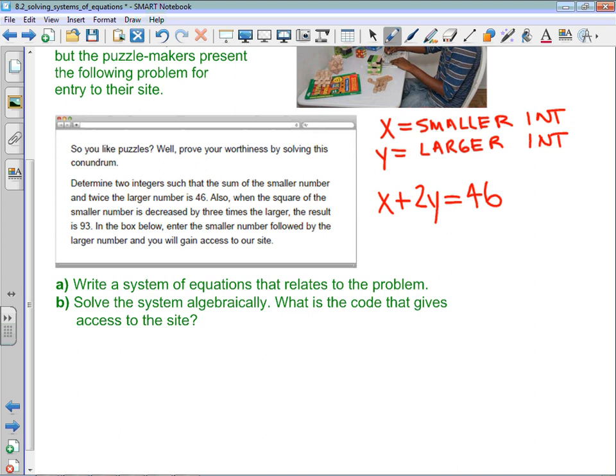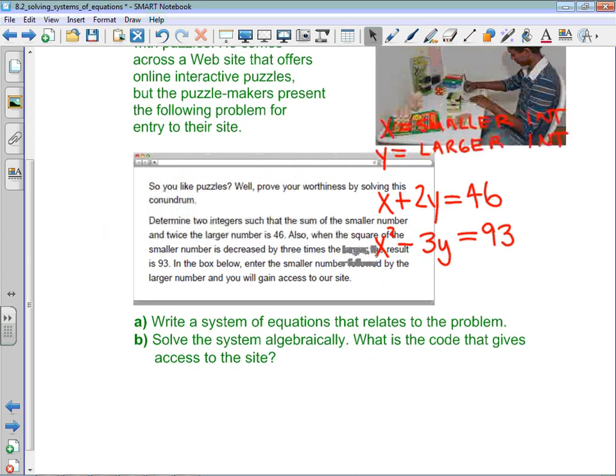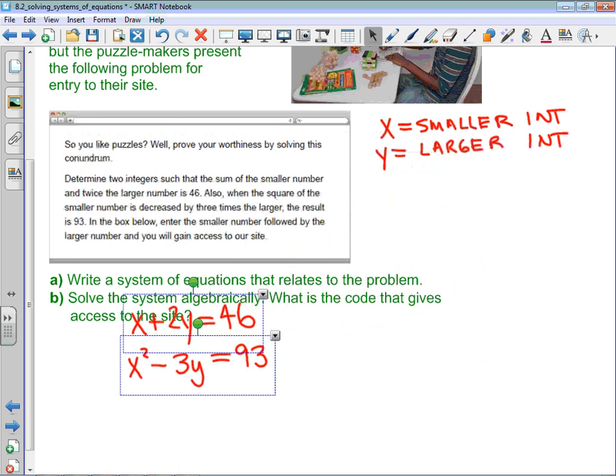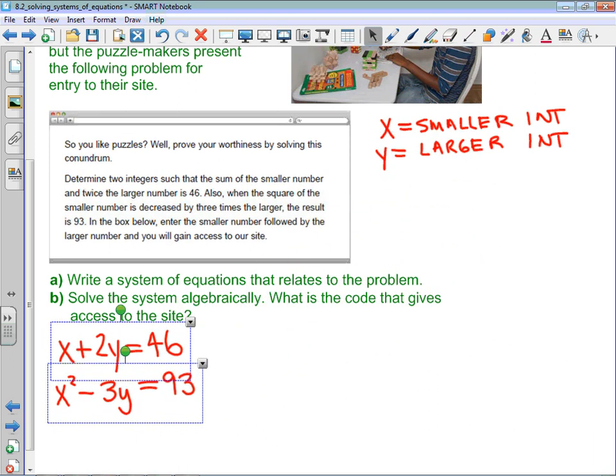Now, the second sentence is tougher. It says when the square of the smaller number, so that's x squared, is decreased, so subtracted by 3 times the larger number, the result is 93. Now, that hopefully does look pretty familiar because this is a systems of equations. And it is still a quadratic linear because x plus 2y equals 46 is linear, x squared minus 3y equal to 93 is quadratic.